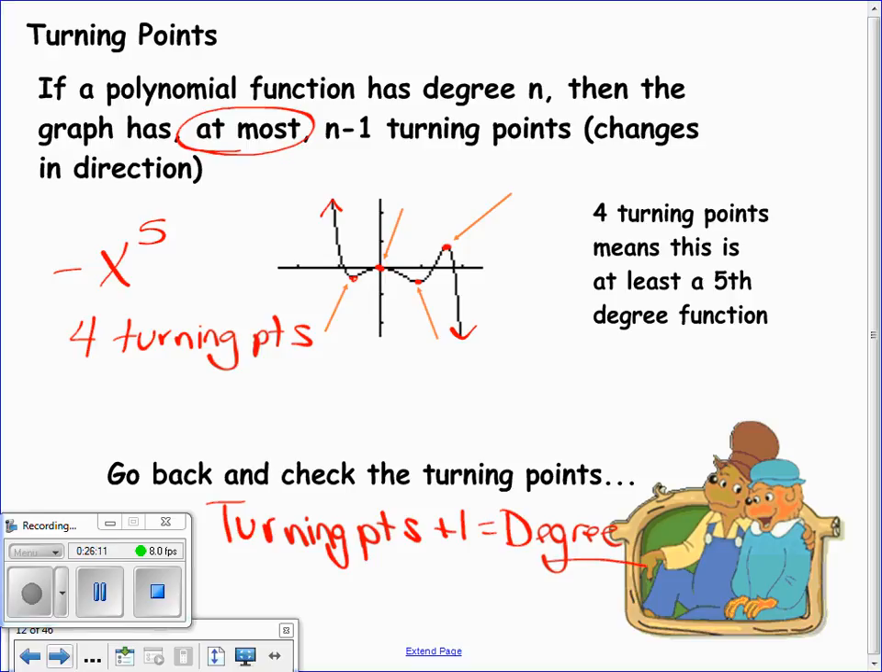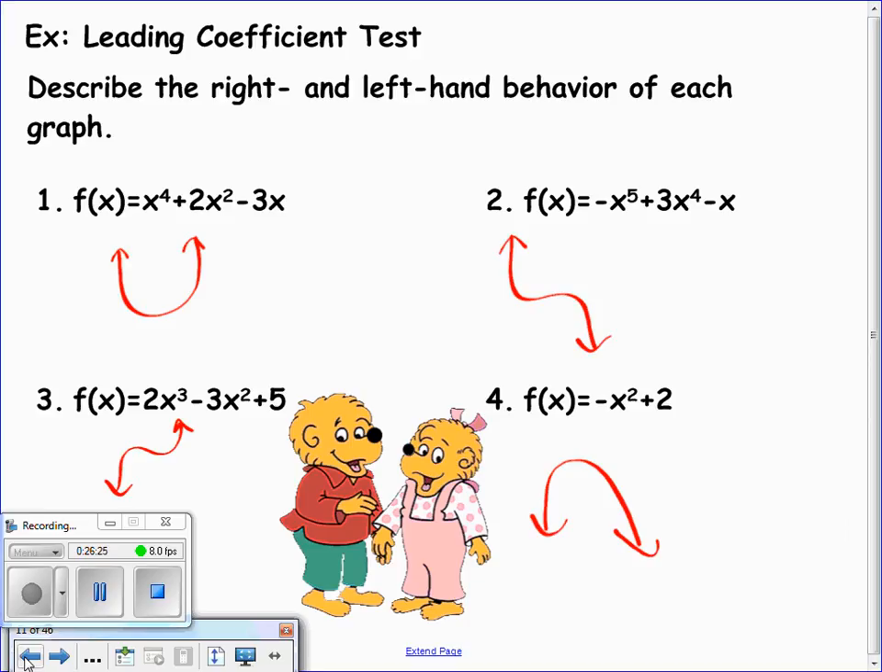Because a lot of times, like on a quiz or something, I'll give you a picture of a graph, and I'll ask you, what degree is this? Well, count how many turning points you have, and then you can add 1. You can tell me what the degree is. So let's go back real quick and take a look. So number 1, this was x to the 4th. So at most, how many turning points? It would have 3 turning points. Right? Because you would do 4 minus 1 is 3. It has 3 turning points.